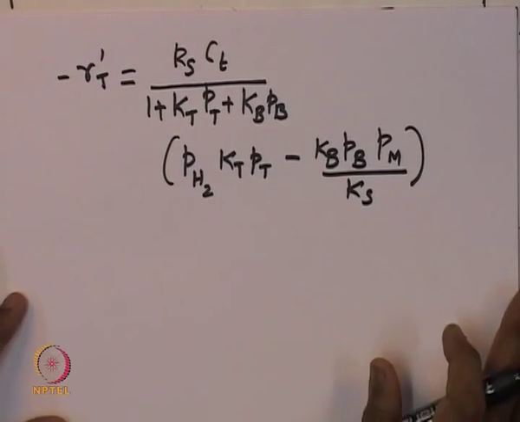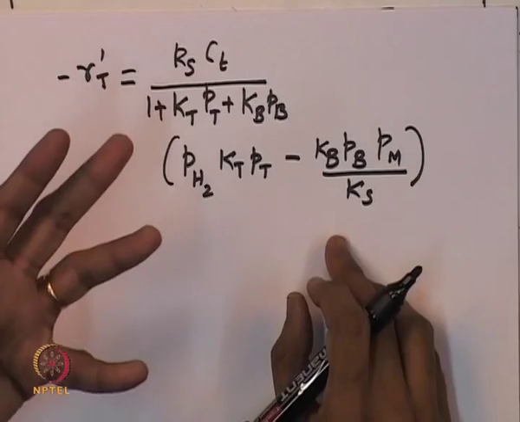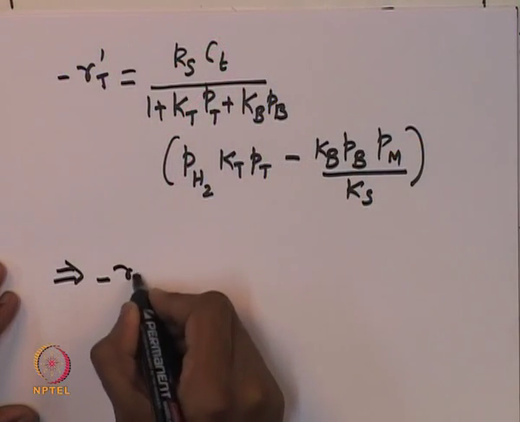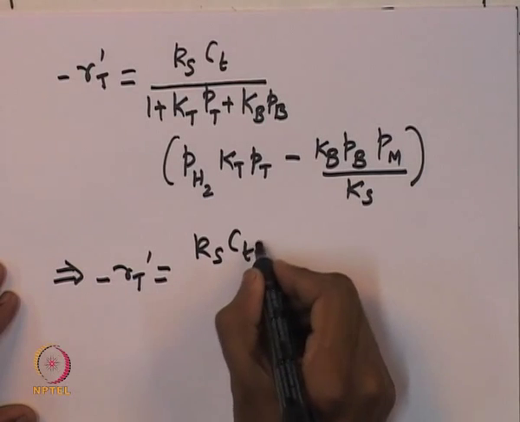Okay. So, this can be obtained simply by plugging in the expression for the vacant site catalyst concentration into the expression for the reaction rate, and we can obtain this particular expression. Okay. So, from here we can rewrite this as minus Rt prime equal to Ks Ct.